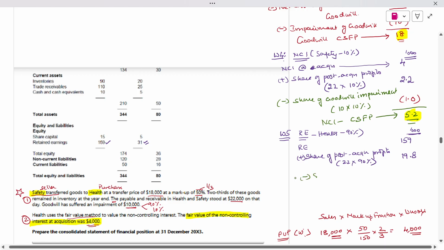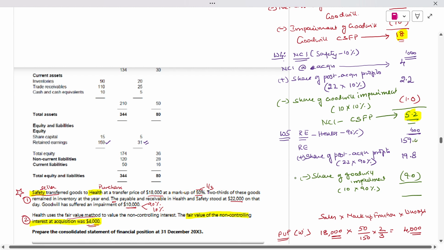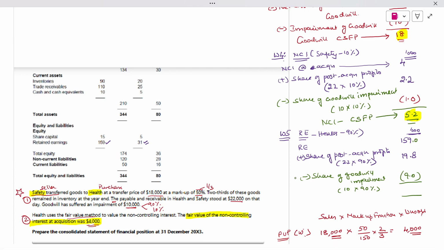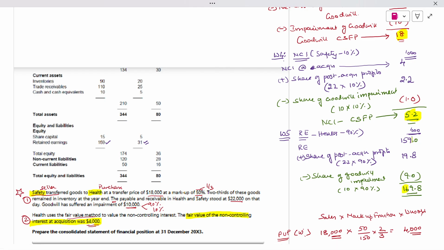Next, what you have to do? Minus share of goodwill impairment. How much is 10 times 90%? Are you clear about this? Yes. How much will you get? 159 plus 19.8 minus 9 is 169.8. Are you clear about this? Yes. Little bit. You have to be.